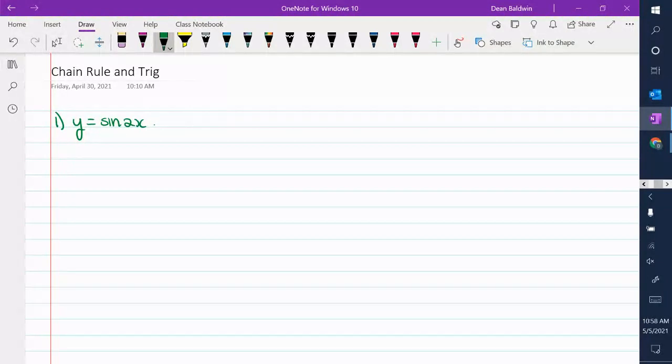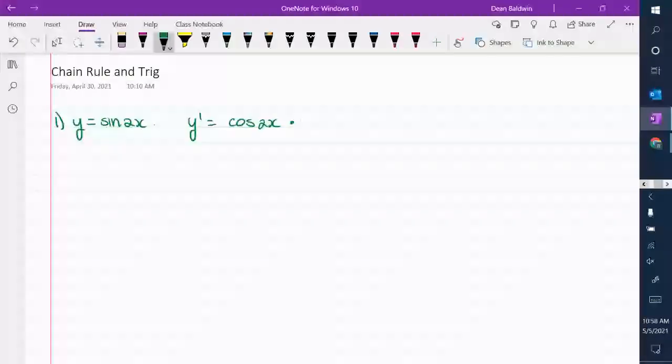All right, so the outside function here is sine. So the derivative of sine is cosine of whatever was in there, so 2x, times the inside derivative. What's the derivative of 2x? 2.